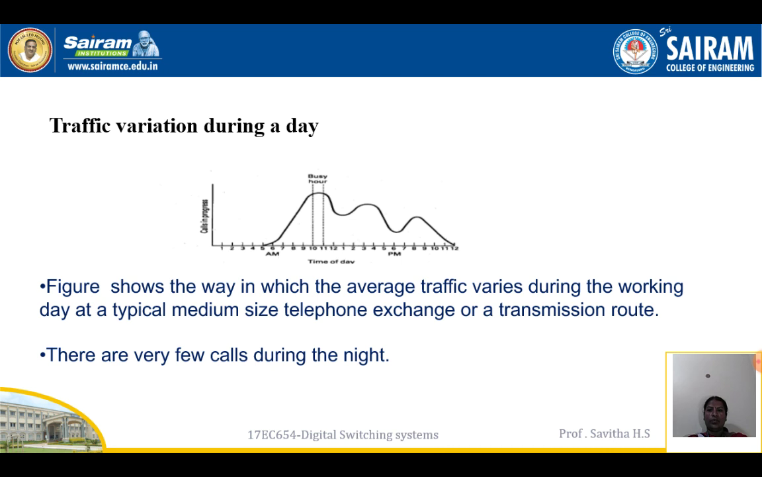Traffic variation during a day. So we can see that traffic will be more during some periods and less during others. As shown in the figure, the x-axis is the time duration and the y-axis is the calls in progress. We are measuring from morning to night, AM to PM. The figure shows the way in which the average traffic varies during the working day at a typical medium size telephone exchange or a transmission route.